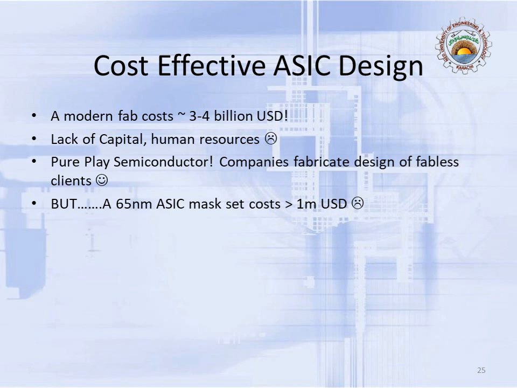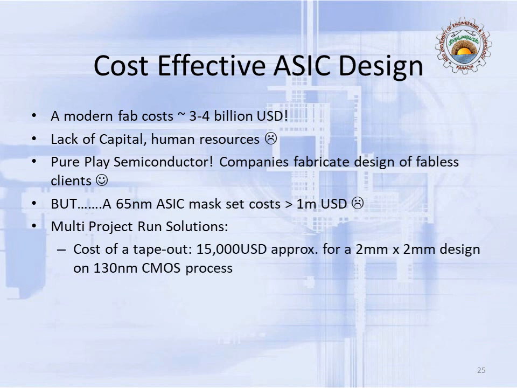So a mask set is required for each and every IC that is being designed. Once you have a mask set, only then you can produce multiple copies of the design. It costs about 1 million US dollars. So multi-project wafer run solution companies come in, and they will cost you like $15,000 for a 2 millimeter by 2 millimeter design and 630 CMOS process.